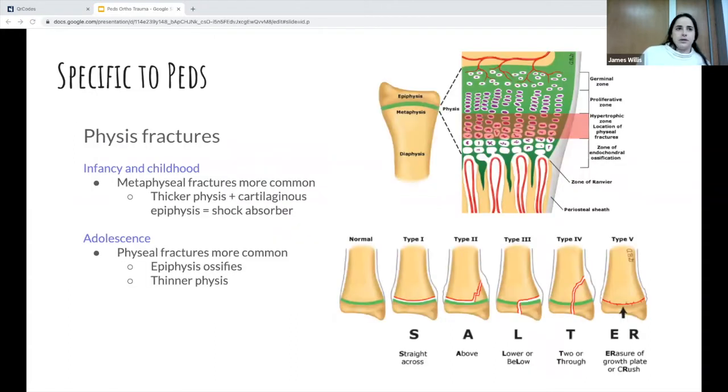Physeal fractures, I'm not gonna go into details because we already discussed them earlier today. I just want to say that these fractures are more commonly seen in adolescents instead of younger pediatric patients, because the younger you are, the bigger your physis is, and it works as a shock absorber. When you are an adolescent, it becomes thinner, so it's going to fracture more easily than in the younger patient. And the most common one is type 2.